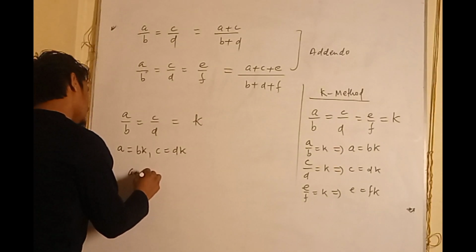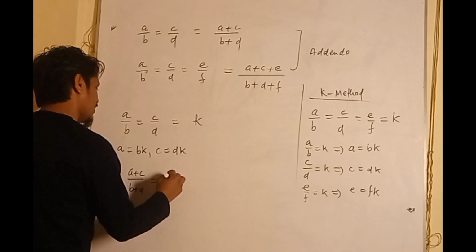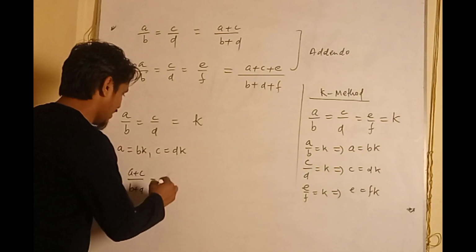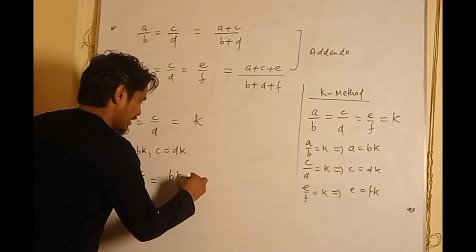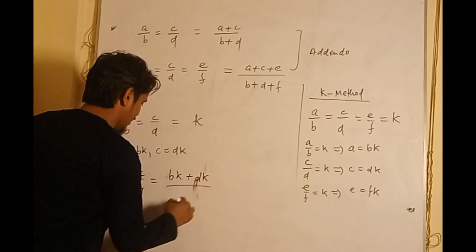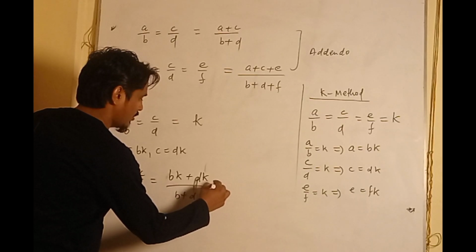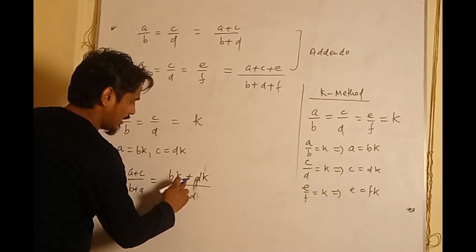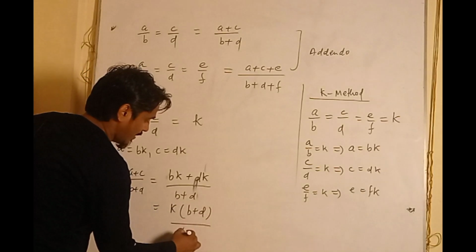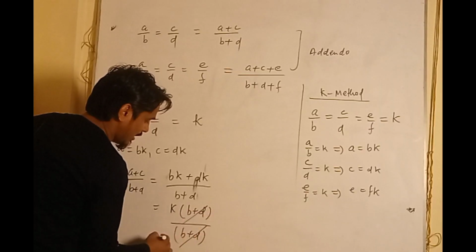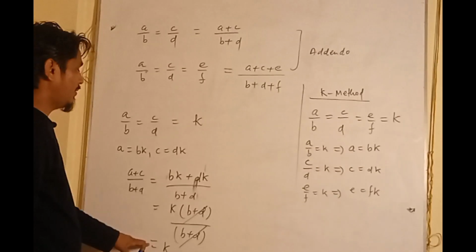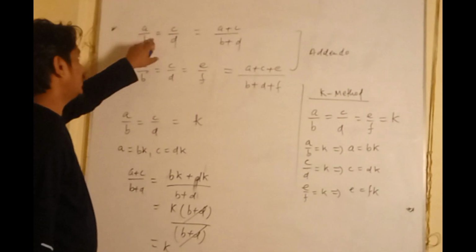So A plus C over B plus D is equal to what? A is equal to BK, and C is equal to DK, and in the denominator we have B and D. So we can find that BK and DK have K common. By taking K common we will have B plus D over B plus D, which is going to be cancelled, and then we got the value of this A plus C over B plus D is equal to K.